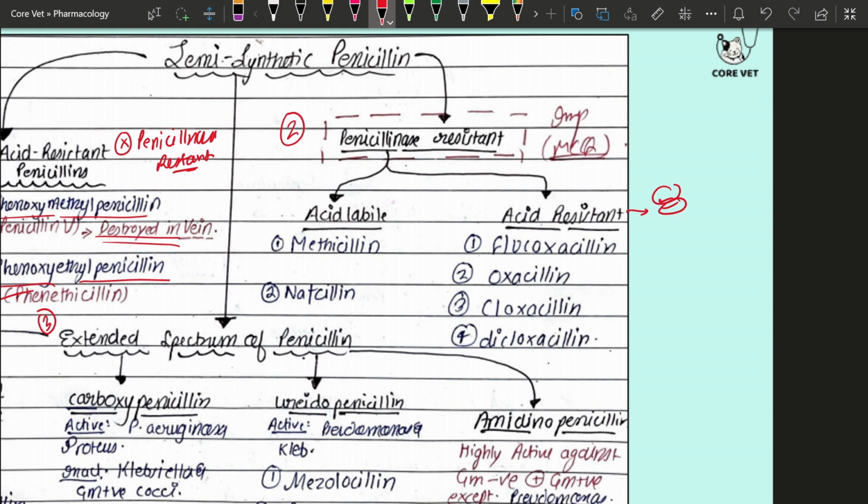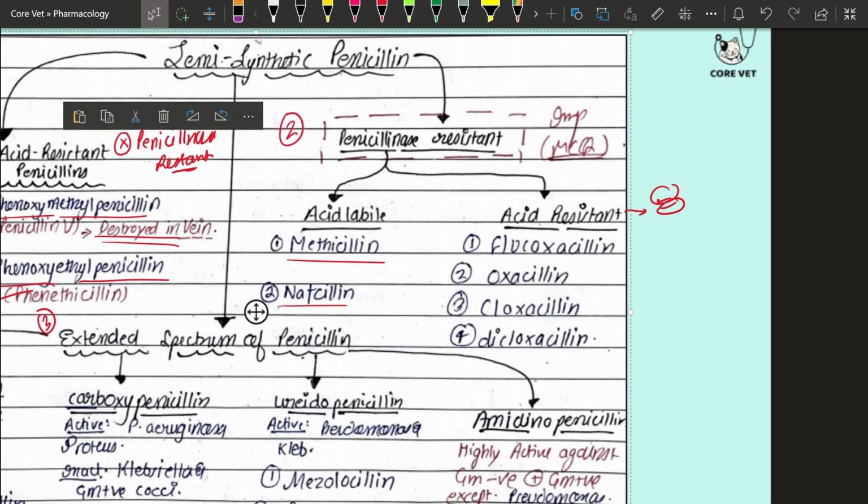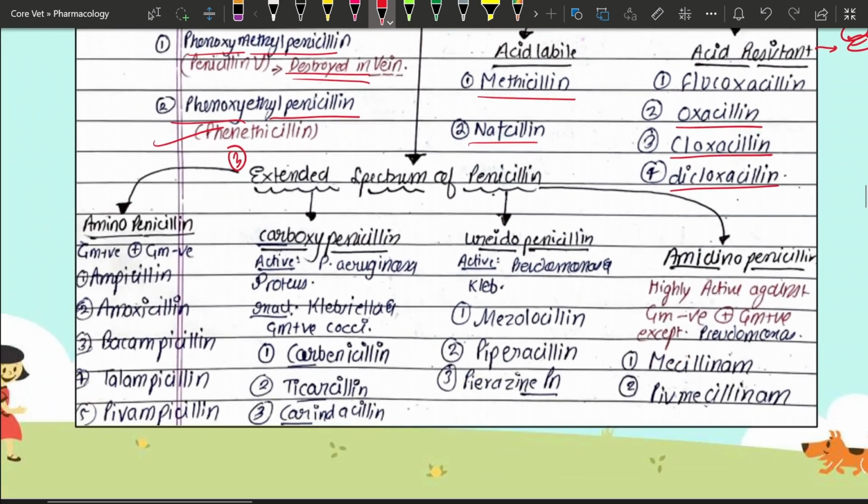Okay, so if we talk about the acid labile, the compounds there are methicillin and nafcillin, right? And if we talk about the acid resistant, we could have what? The flucloxacillin, oxacillin, cloxacillin, and dicloxacillin. Okay, now coming onto the extended spectrum of the penicillin. So there are four classes: the aminopenicillin, carboxypenicillin, ureidopenicillin, and amidinopenicillin.